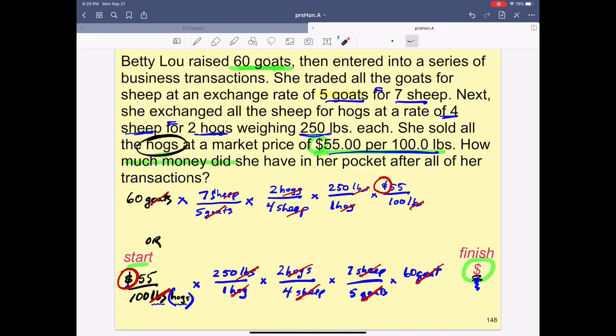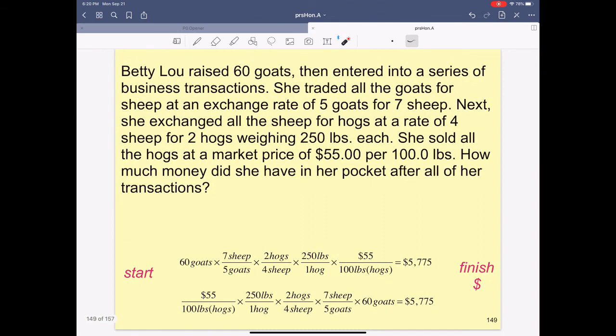Once again, when you do the math, just punch it all in at once. 60 times 7 divide by 5. Anything in the denominator, times 2 divide by 4, times 250, we certainly don't need to do anything with that one, times 55. And lo and behold, you'll get there. Betty Lou's expecting to make almost $6,000. So go ahead now and get practicing.